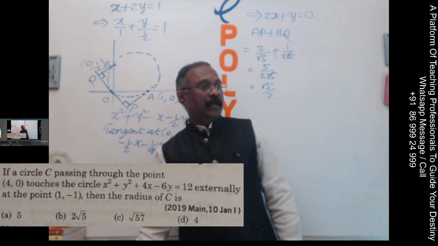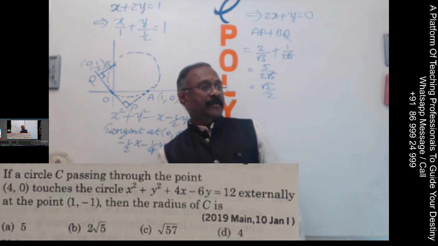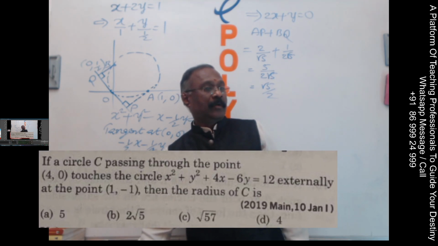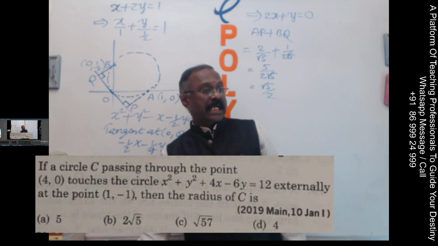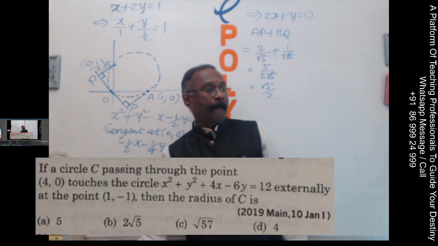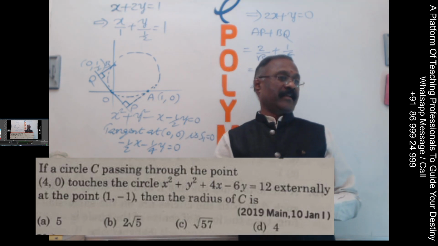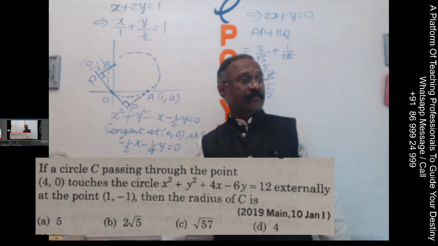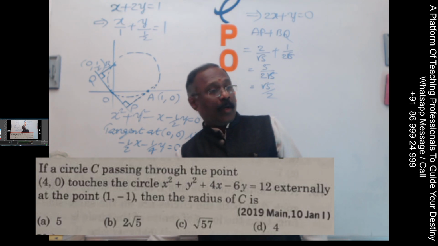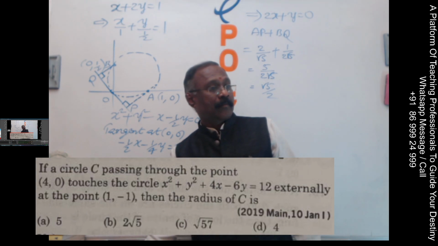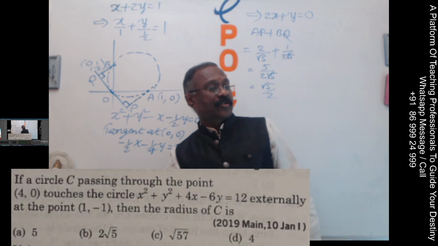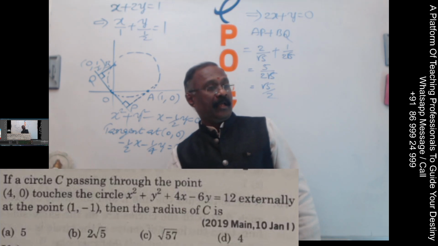If a circle C is passing through the point (4, 0), touches the circle x square plus y square plus 4x minus 6y is equal to 12 externally at the point (1, minus 1), then the radius of circle C is.